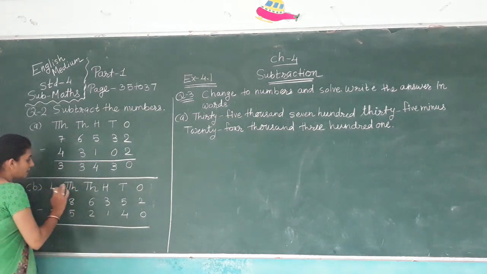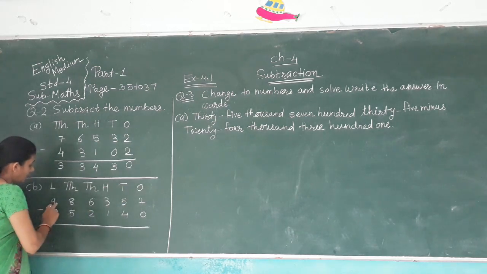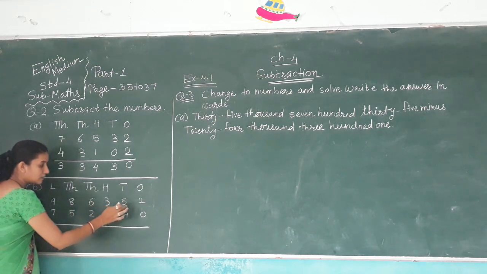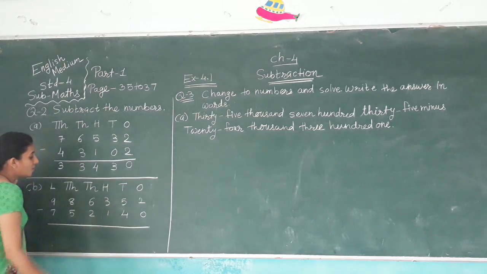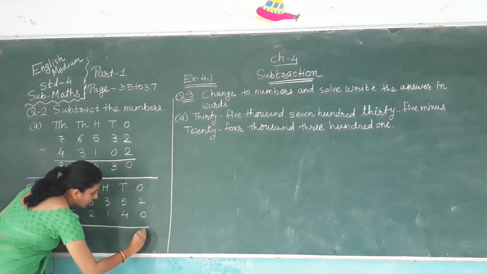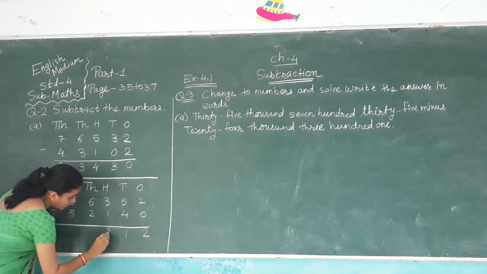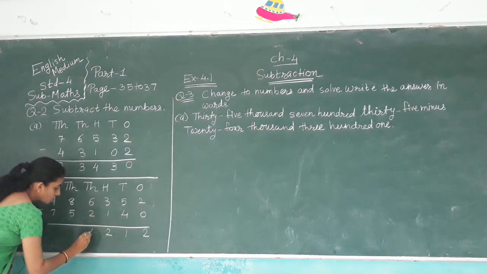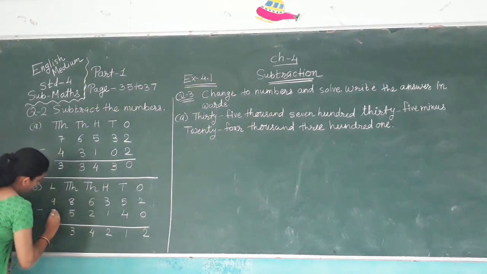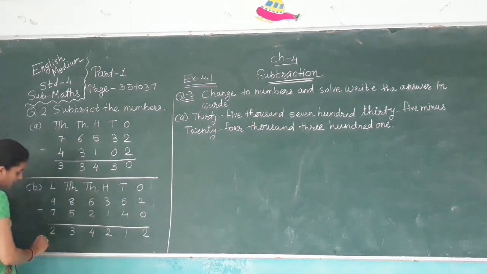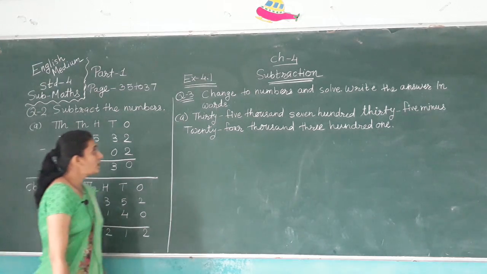Here lakh, 10,000, 1,000, 100, tens and ones. Read it. 9,86,352 minus 7,52,140. 2 minus 0, we get 2. 5 minus 4, 1. 3 minus 1, 2. 6 minus 2, 4. 8 minus 5, 3 and 9 minus 7, 2. We get answer 2,34,212. Now question number 3.